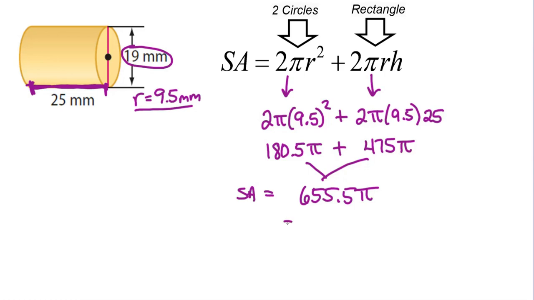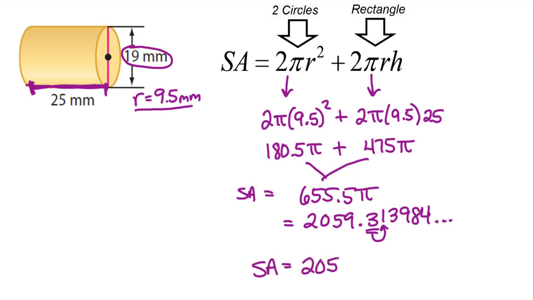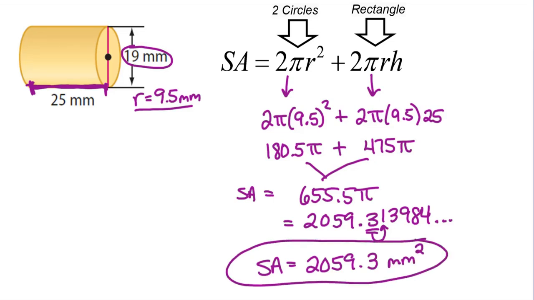655.5 times pi gives me 2059.313984 dot dot dot. So again, I get a big, long, non-repeating, non-terminating decimal when I'm dealing with pi. I'm going to round to the nearest tenth. That's going to stay a 3. So the surface area of the cylinder is about 2059.3 millimeters squared. And there you have it. So that's the surface area of a cylinder using the formula 2 pi r squared plus 2 pi r h, and always remembering to use the radius, not the diameter.